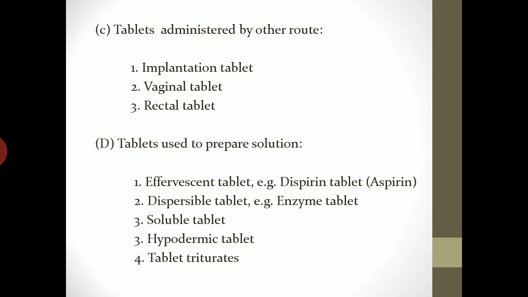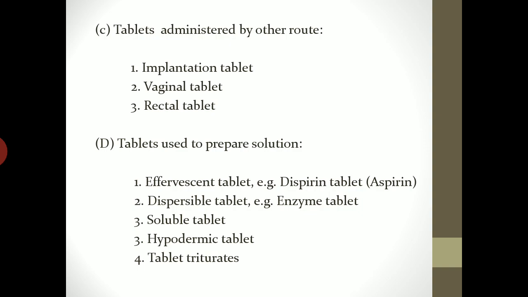Effervescent vehicles which are commonly used are citric acid, tartaric acid and sodium bicarbonate. These acids and bases react with each other in the presence of water to produce carbon dioxide, and hence the bubbles are observed. These are generally prepared to mask the bad taste or bad odor of the drug.